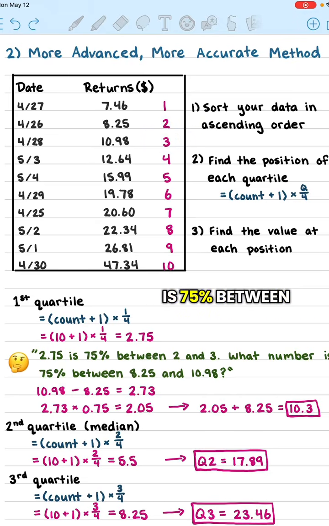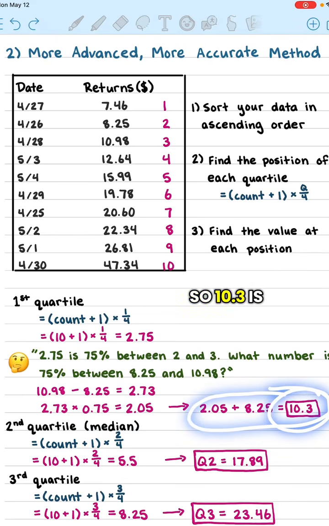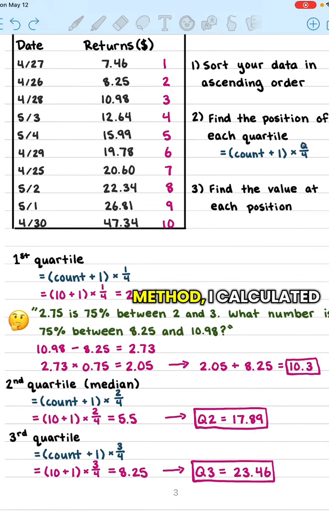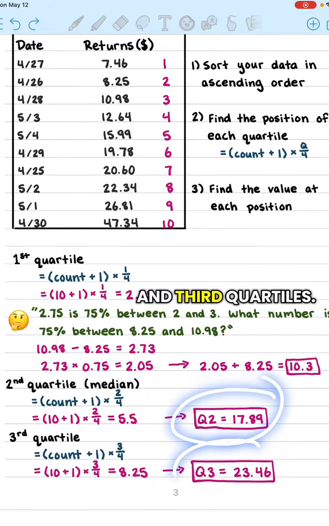So what number is 75% between 8.25 and 10.98? So what number is about here on a number line? There's a few different ways that you could calculate this. I found the difference of these two numbers. Then I found 75% of this difference. Then I added that value to 8.25, right? So 10.3 is about 75% between 8.25 and 10.98. So this is my first quartile. Using the same method, I calculated my second and third quartiles.